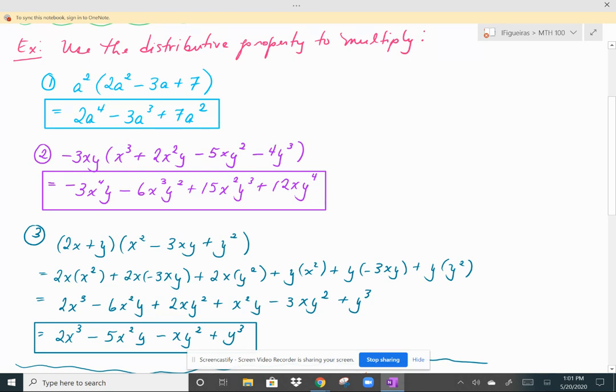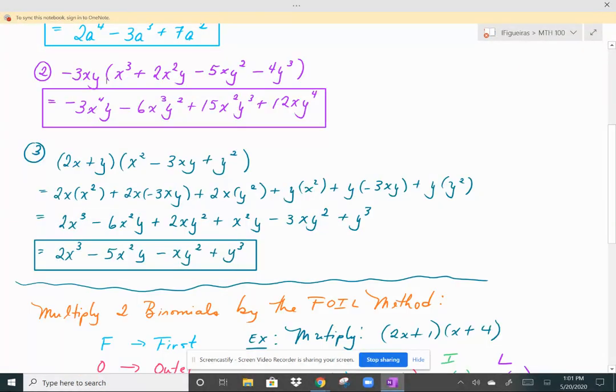All right, so number 3 is a little bit more complex because I'm multiplying a binomial times a trinomial. In this example, I have to distribute, but I have to distribute 2x first across all three terms, and then I'm going to distribute the y. So I wrote out exactly what I'm multiplying here on this second line. I'm going to take 2x, my first term in the binomial, and multiply it by x squared, then 2x, multiply it by negative 3xy, that's this one. Take 2x, multiply it by y squared, that's this one. So those are my first three terms right here.